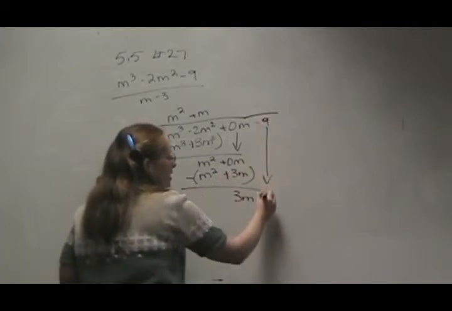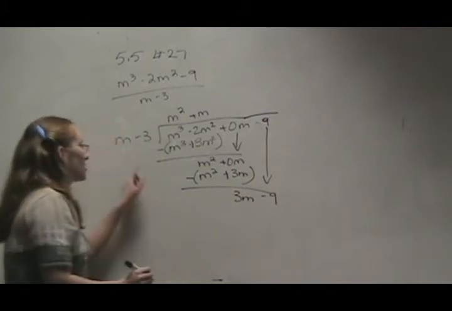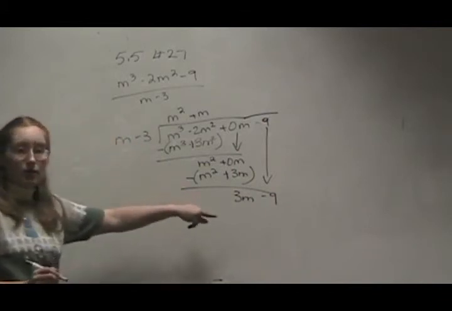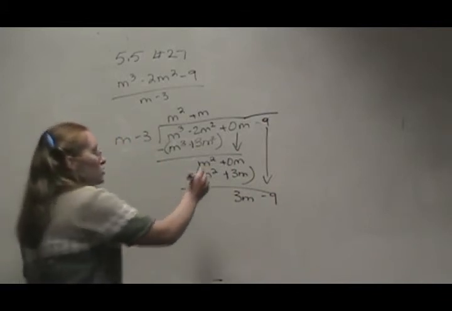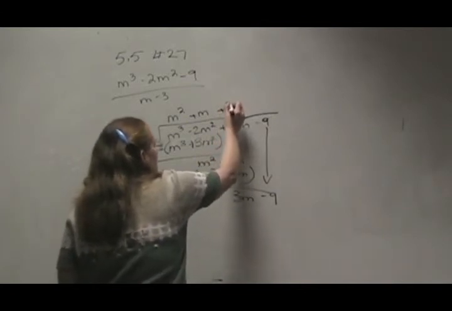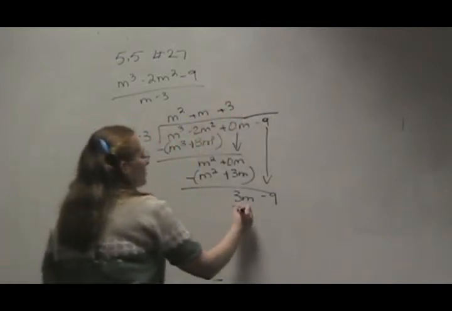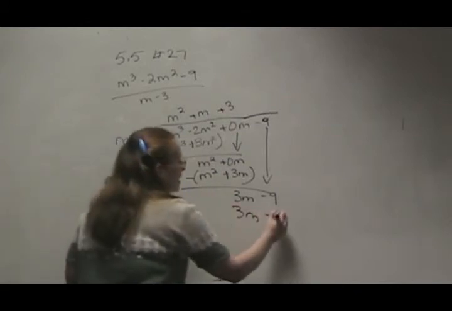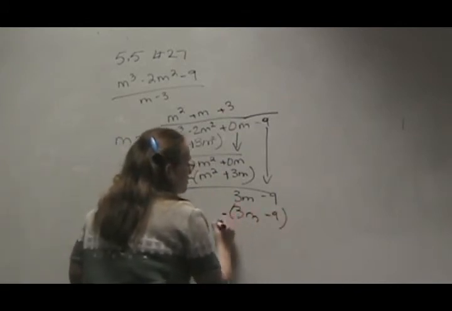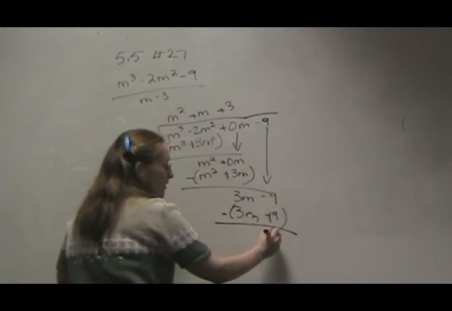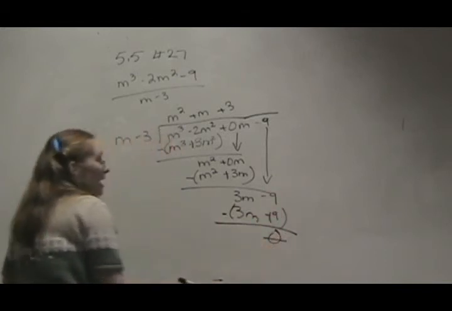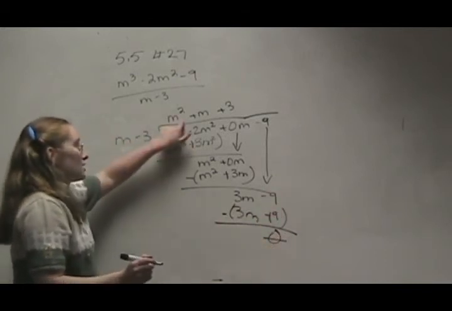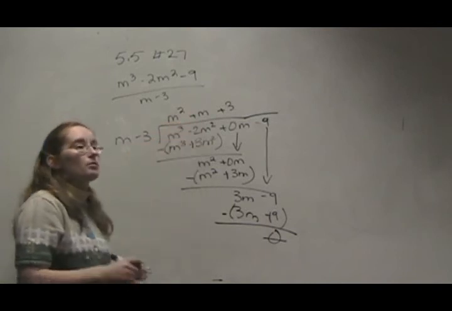Bring down the negative 9. Now here, what times m will give me 3m? I need a 3. So, plus 3. 3 times m, 3m. 3 times negative 3, negative 9. Subtract these. These cancel out. These cancel out. 0. That means I have no remainder. So the answer is m squared plus m plus 3.